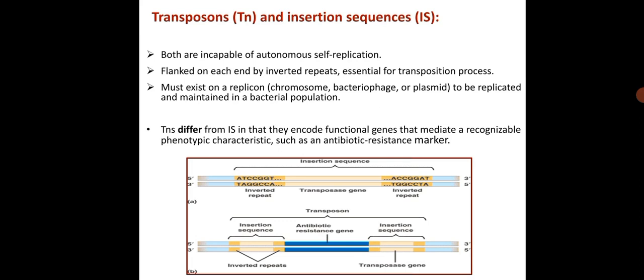Transposons and insertional sequences are both incapable of autonomous self-replication. Both are flanked on each end by inverted repeats, essential for the transposition process, and they must exist on a replicon, that is chromosome, bacteriophage or plasmid, to be replicated and maintained in the bacterial population. Transposons differ from insertional sequences in that they encode functional genes that mediate a recognizable phenotypic characteristic, such as an antibiotic resistance marker.